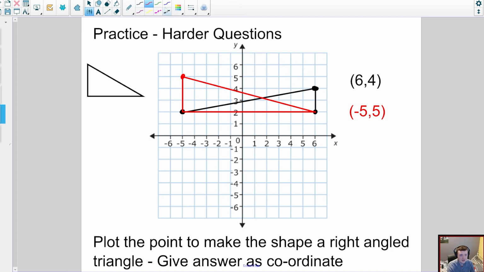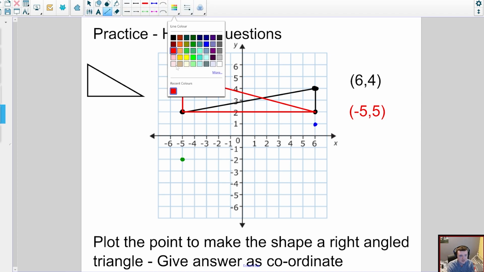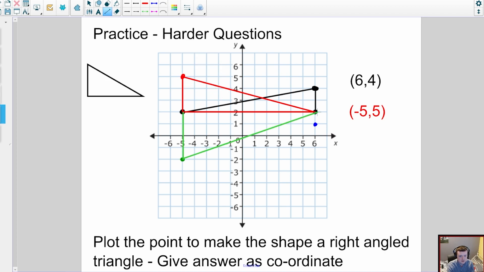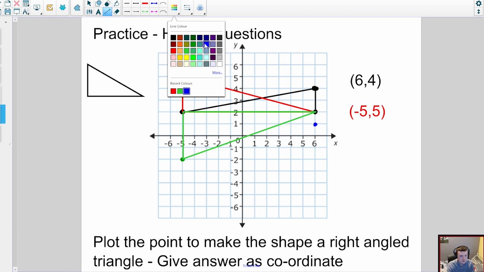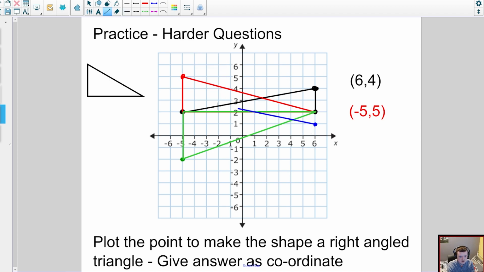I'll just show you a few more examples just to get the point across. If I put a green dot here, if I put a blue dot here, and I connect those triangles up, we'll see that we still make right-angled triangles all the time. It's just with different measures. See, that's still a right-angled triangle. And the blue one, like this. All of these shapes are right-angled triangles, just in different places.